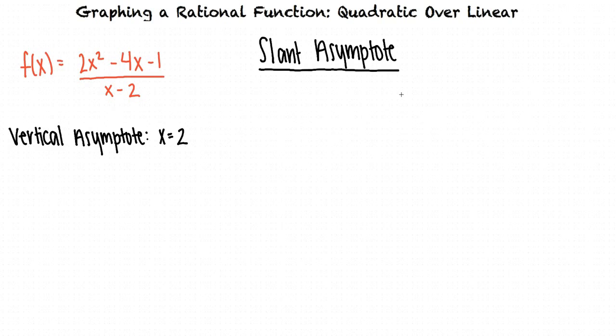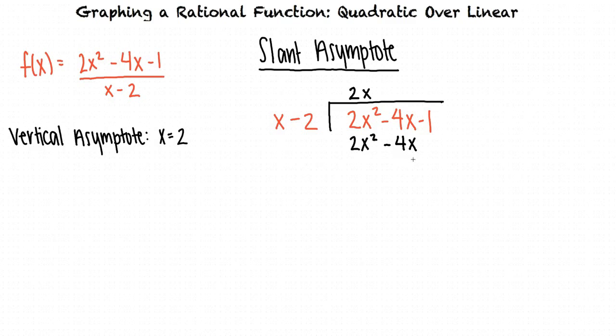We will divide the numerator, the quadratic, by the denominator, the linear expression. If we multiplied x times 2x, we would get 2x squared. So we put a 2x on the top. Now we multiply 2x times x minus 2, and we get 2x squared minus 4x, which we will want to subtract from this original expression. 2x squared minus 2x squared is 0, and negative 4x minus negative 4x is also 0, and we'll bring this negative 1 down.